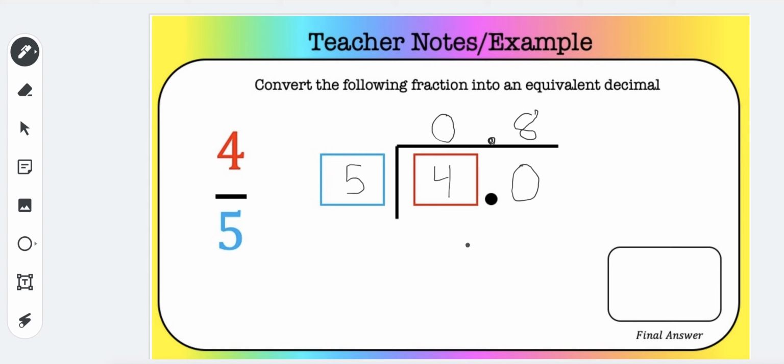And 5 times 8 gives us 40. Notice that when I subtract, we have no remainder, right? So that means we're done. So our equivalent decimal is 8/10, so 0.8.